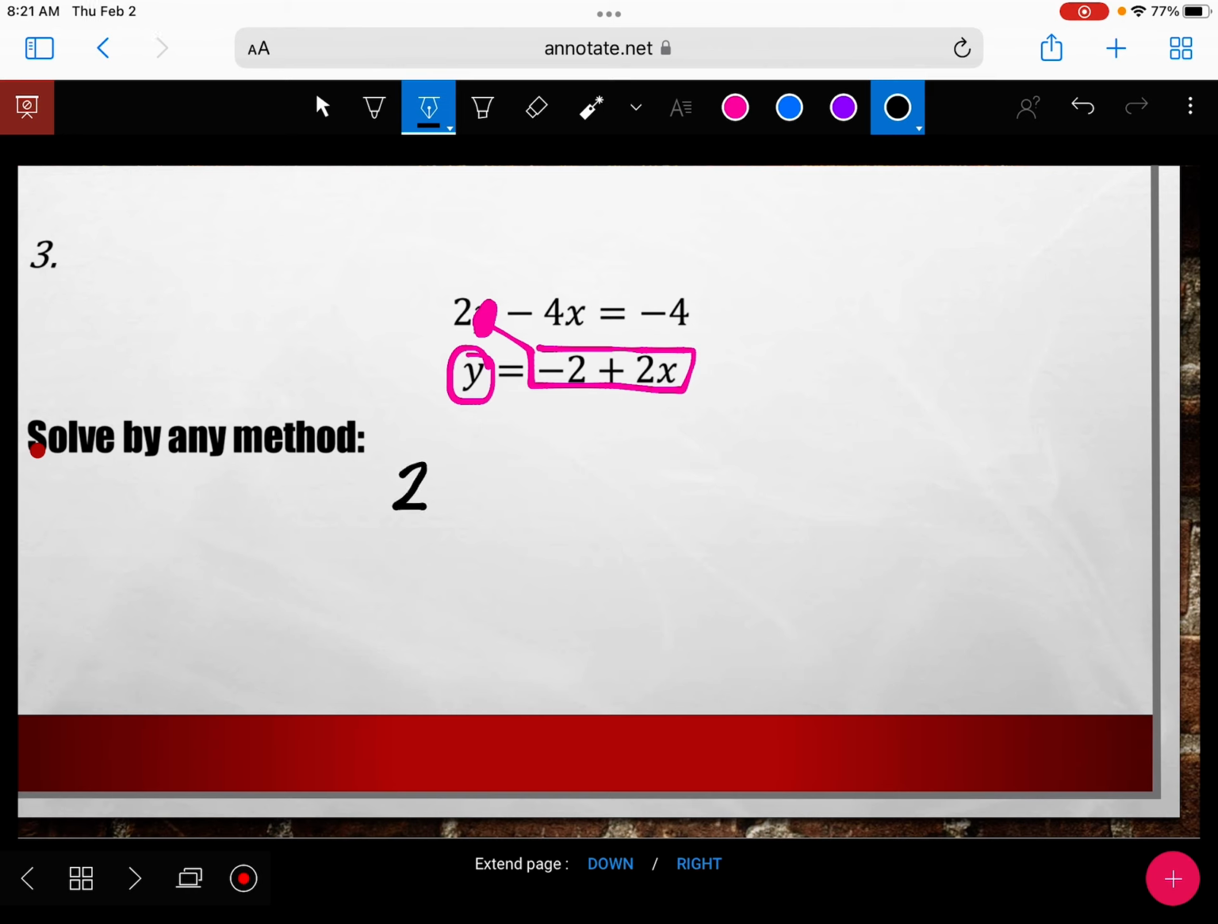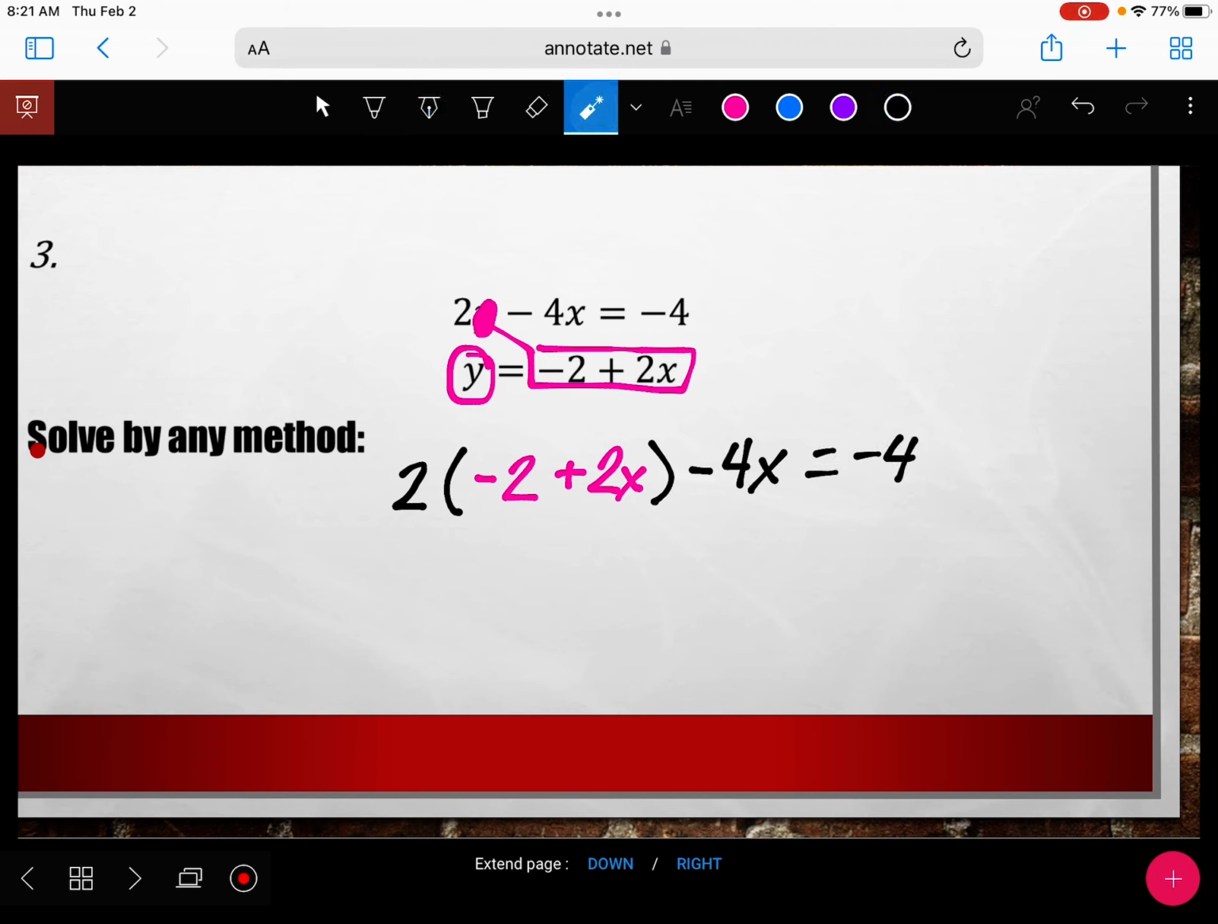We're going to take our 2 times whatever y equals, which in this case is negative 2 plus 2x. But we've got to keep going with that original equation. Minus 4x equals negative 4. I love to color code this kind of stuff. It makes it easier to spot check here that I got my outer equation correct.